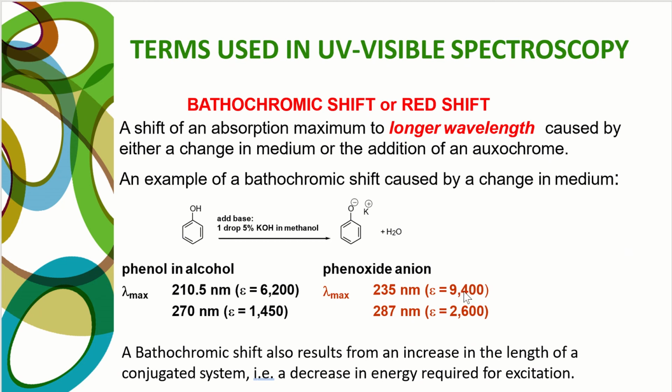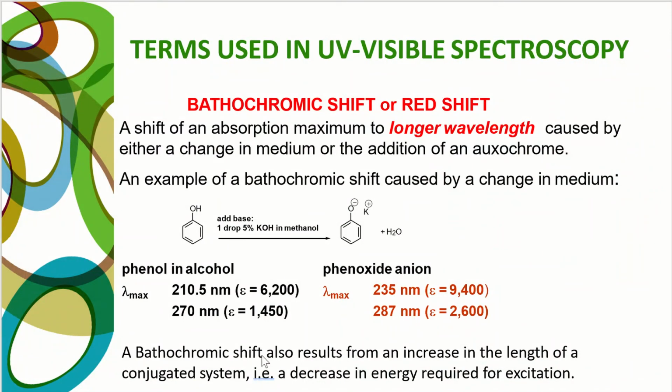6,200 to 9,400, that has increased as well. So the intensity and the position of the lambda max has increased. That is as a result of adding a drop of base. So that would be referred to as a bathochromic shift or a red shift.